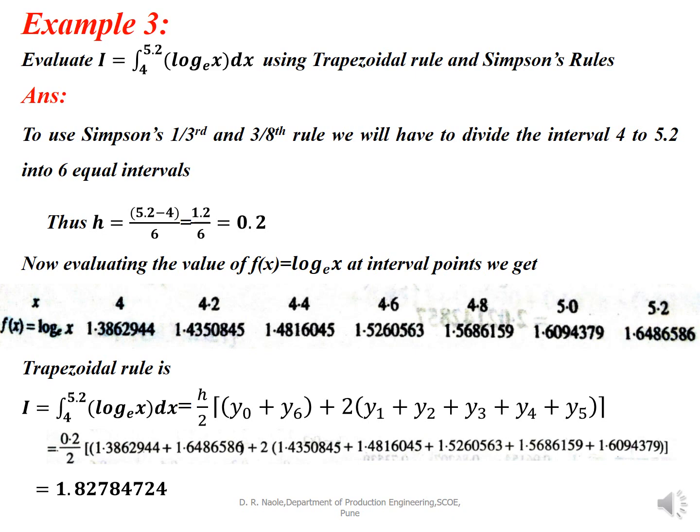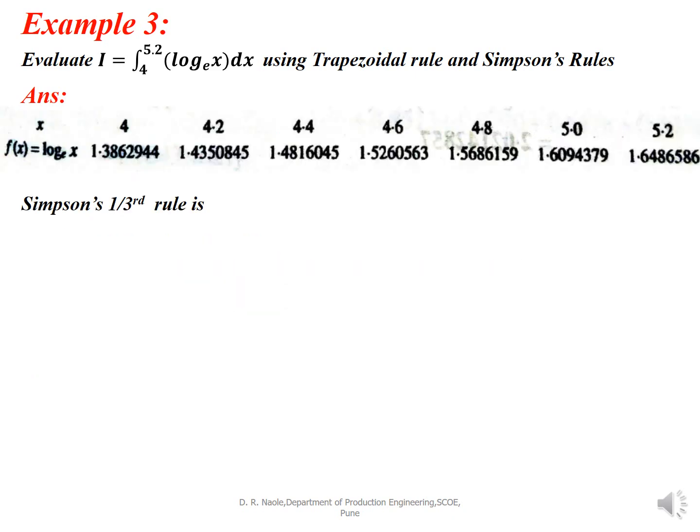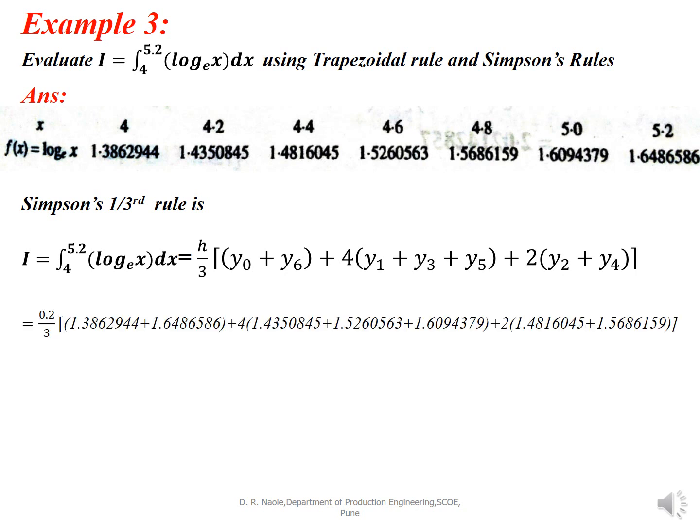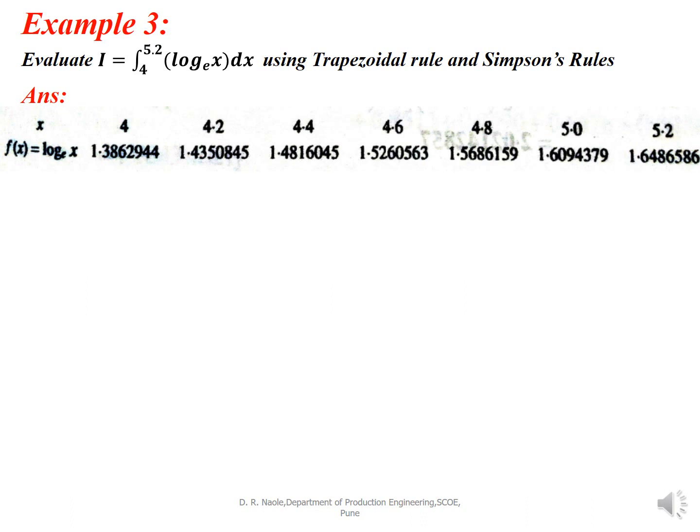Now let us write the Simpson rule for this numerical. It is h by 3 [y0 plus y6 plus 4 into all the odd terms plus 2 into all the even terms]. Now putting the values from the table, we get 0.2 by 3 [times the bracket], and that is 1.82777264.